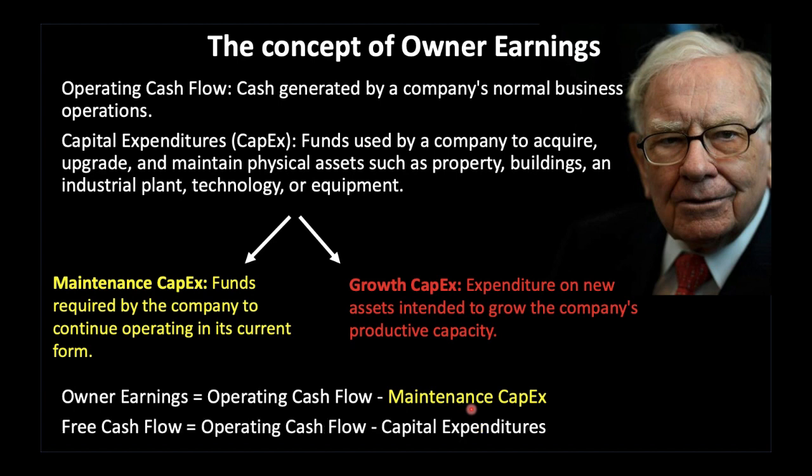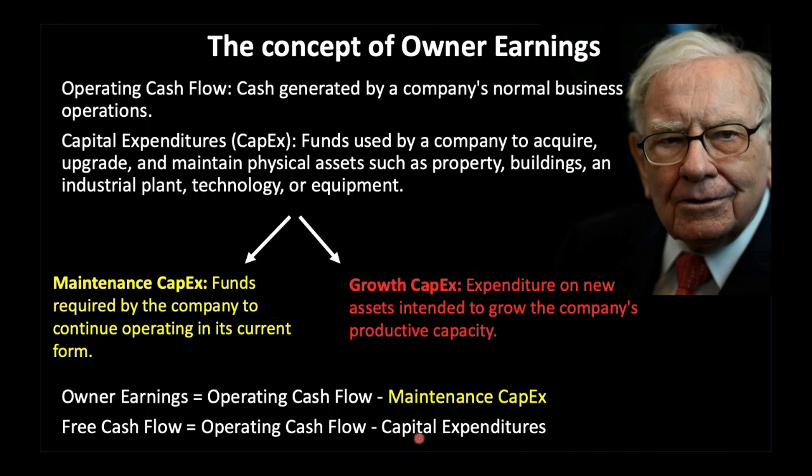But for ordinary investors like us, we do not have those privileges, so what we can do instead of using maintenance capex is use the whole capex. So operating cash flow minus capital expenditures as a whole, both maintenance and growth, and that is actually called the free cash flow. So here you can see that we are now subtracting a much bigger amount from operating cash flow because we're subtracting both maintenance and growth capex.